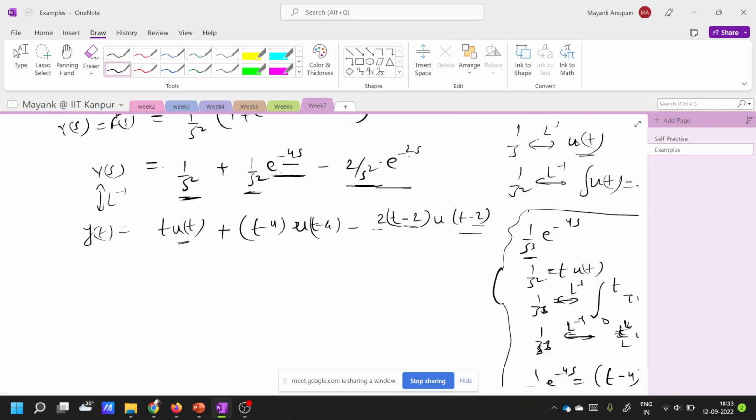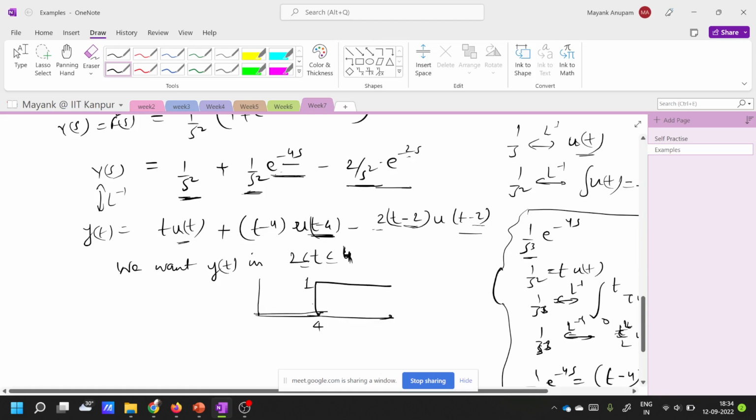Now you see that we want y of t in t between 2 to 4, correct? In this time we require. Now what is u of t minus 4? U of t minus 4 becomes non-zero only at 4 seconds. Before it is 0, isn't it? At t is equal to 4 seconds, it becomes 1.